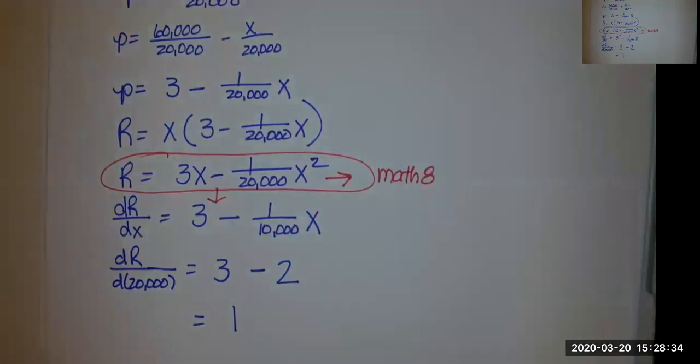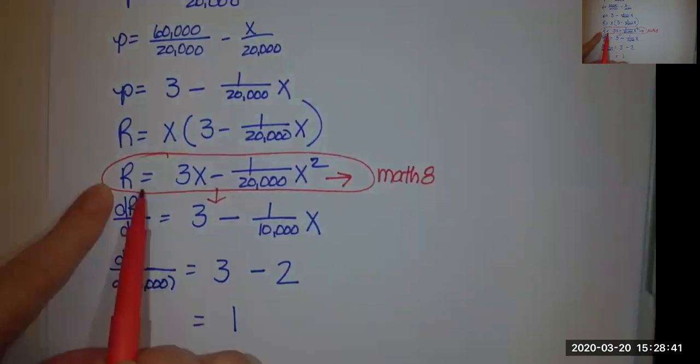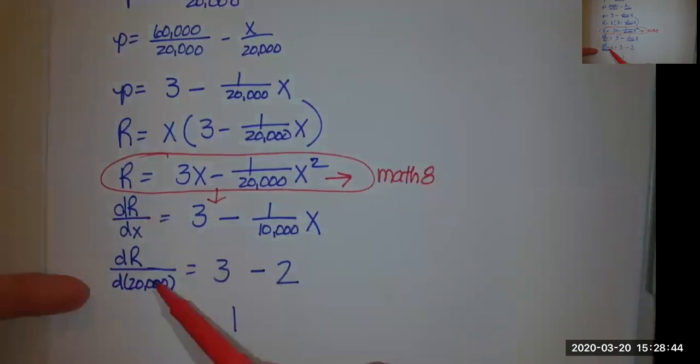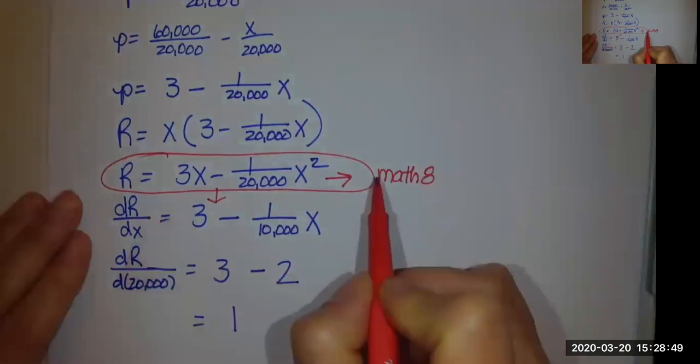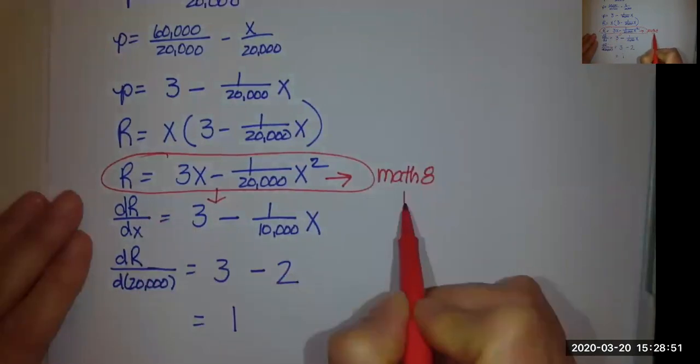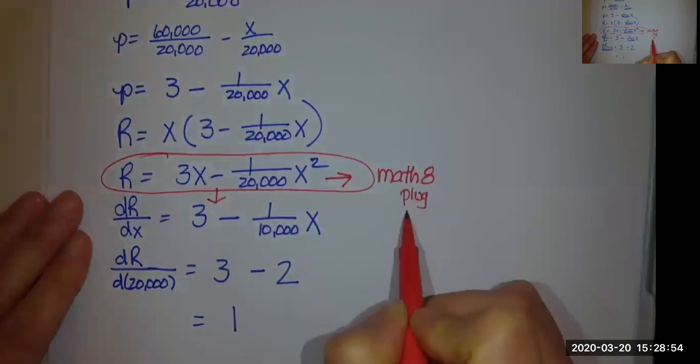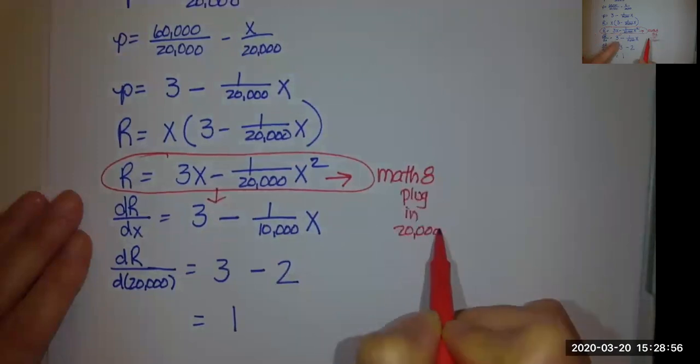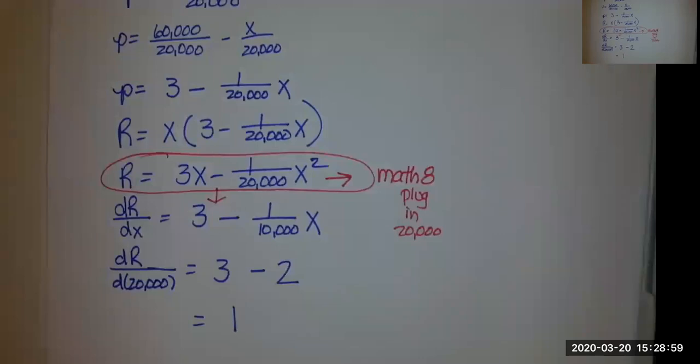The thing I want you to remember, this is the big key topic: once we get to revenue, you have a choice. You take the derivative yourself and plug in 20,000, or you don't take the derivative, you go to math 8 and then plug in 20,000. If you go to math 8, your calculator is going to take the derivative for you, so you don't need this part. You don't want to do both, otherwise you've taken a derivative twice. All right, one more problem and we'll be done with this.